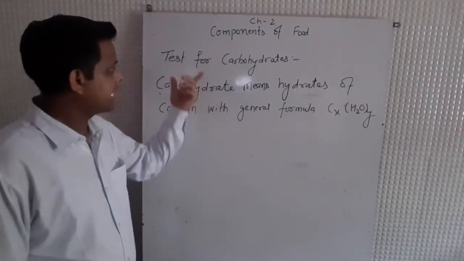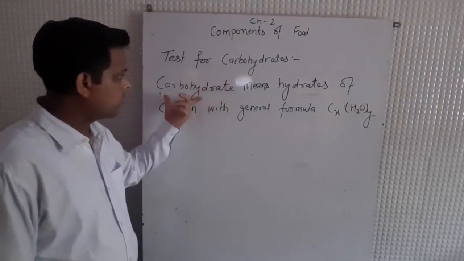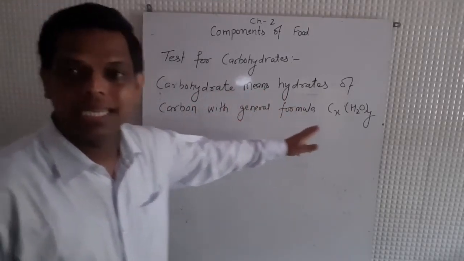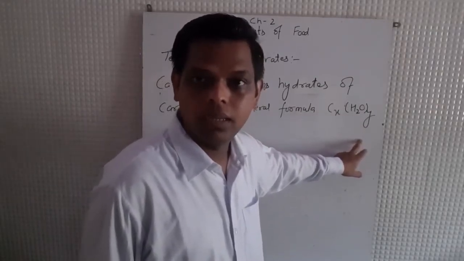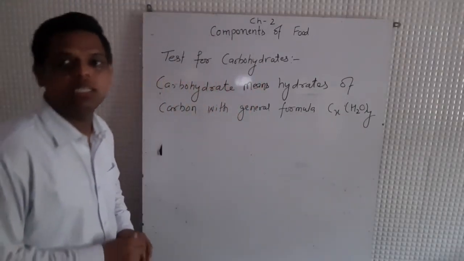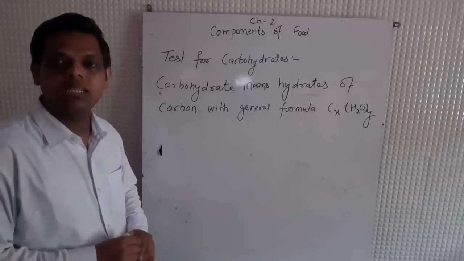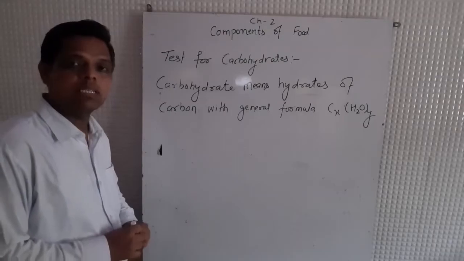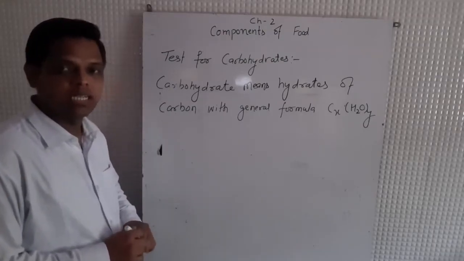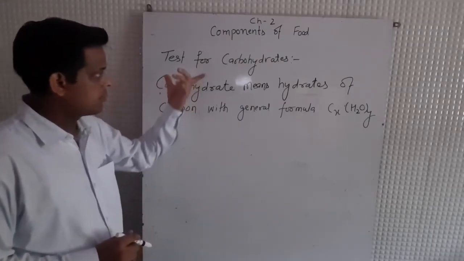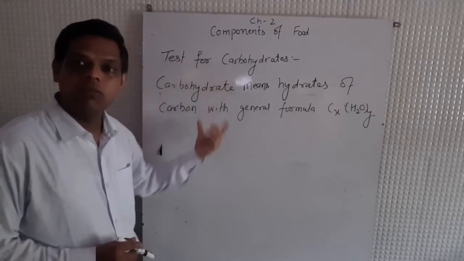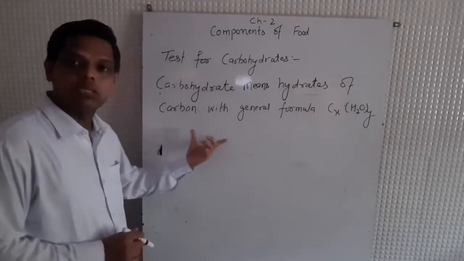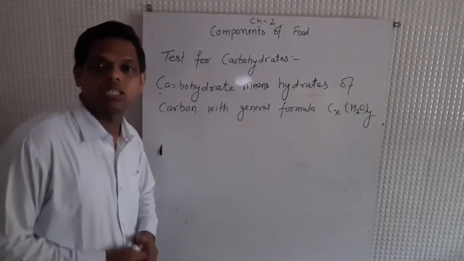First of all, the test for carbohydrates. Carbohydrates mean hydrates of carbon, with general formula CxH2O. Carbohydrates are further divided into three categories: monosaccharide, disaccharide and polysaccharide. This classification we will discuss in higher classes. At our 6th standard, carbohydrates are mainly found in our food in the form of starch and sugar. Let us test some food items which contain starch and sugar.